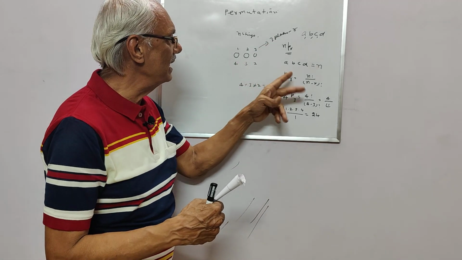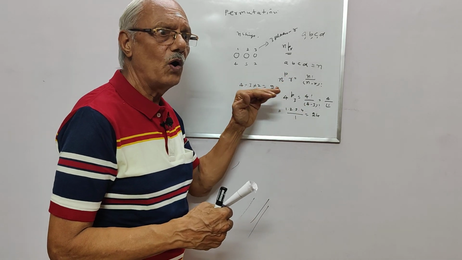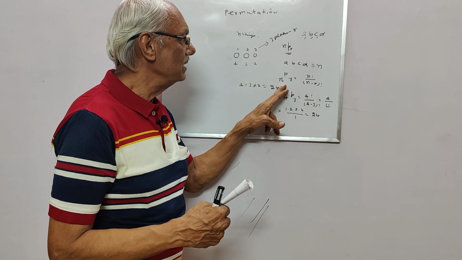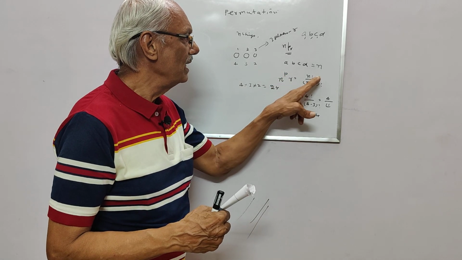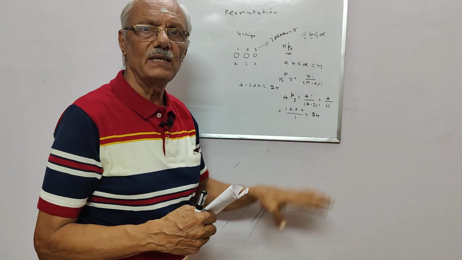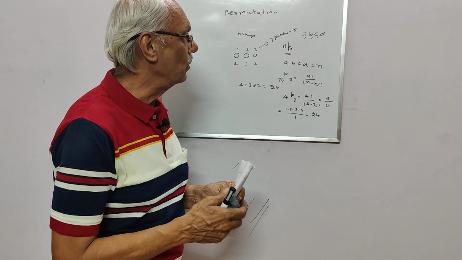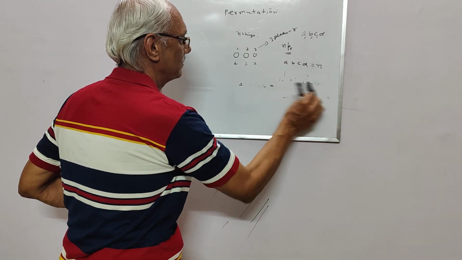I say that if there are n things and you are going to take r at a time, or you are going to fill r places, then the number of permutations is equal to nPr, which is equal to n factorial divided by n minus r factorial. So this is the understanding. Now let me come to the next one. See, so this is arrangement.